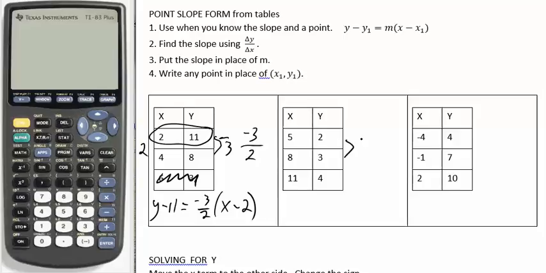So this one is 1. This one is 3. So our slope is 1/3, and I'll use this point. So y and the opposite of the y value equals 1/3. That's the slope. X and the opposite of the x value. So again, on this one, it would end up being x plus 4, because that's the opposite of the x value.